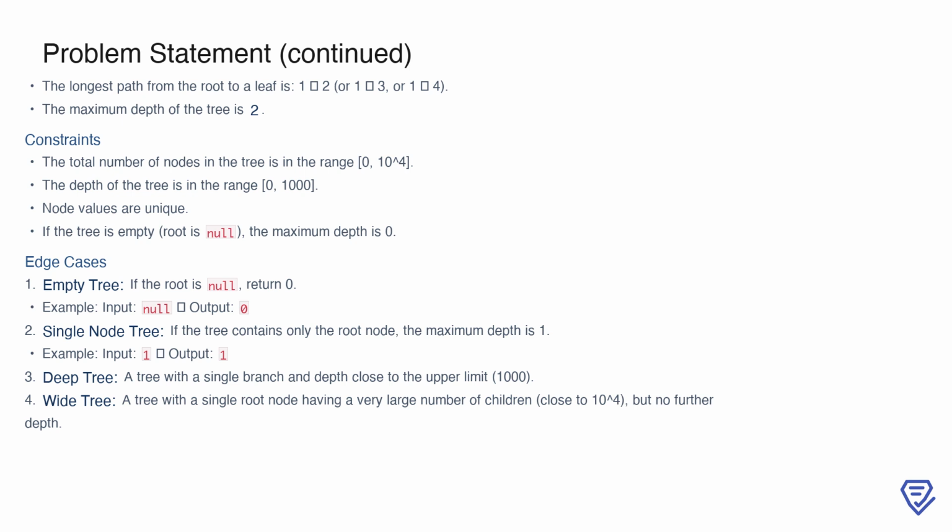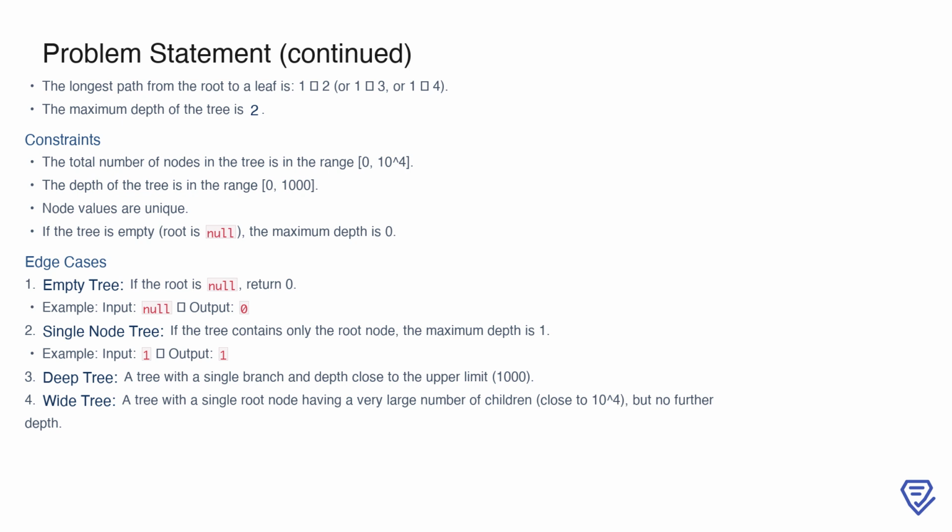To summarize, the maximum depth of an N-ary tree is determined by the longest path from the root to any leaf. The problem includes constraints to guide your solution. For example, the tree can have up to 10,000 nodes, and its depth can reach up to 1,000. If the tree is empty, meaning the root is null, the depth is 0. On the other hand, if the tree contains only a single node, the depth is 1.